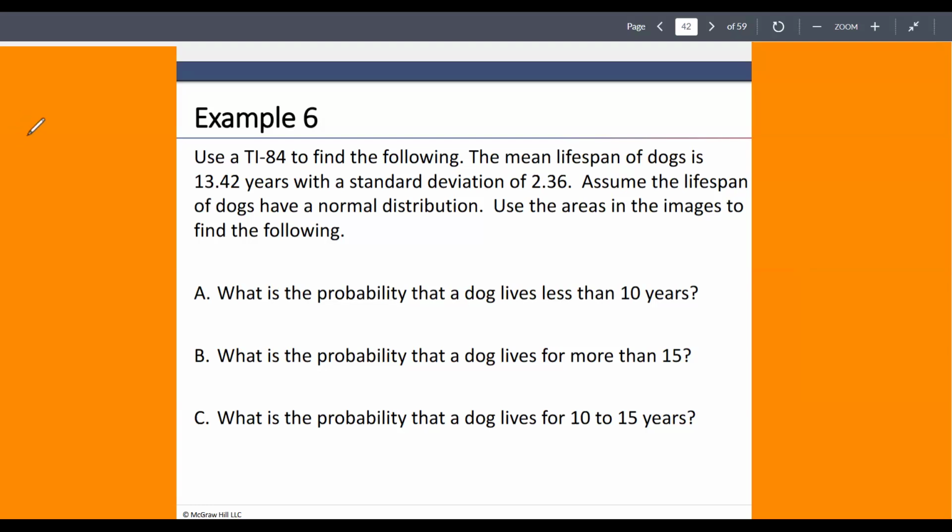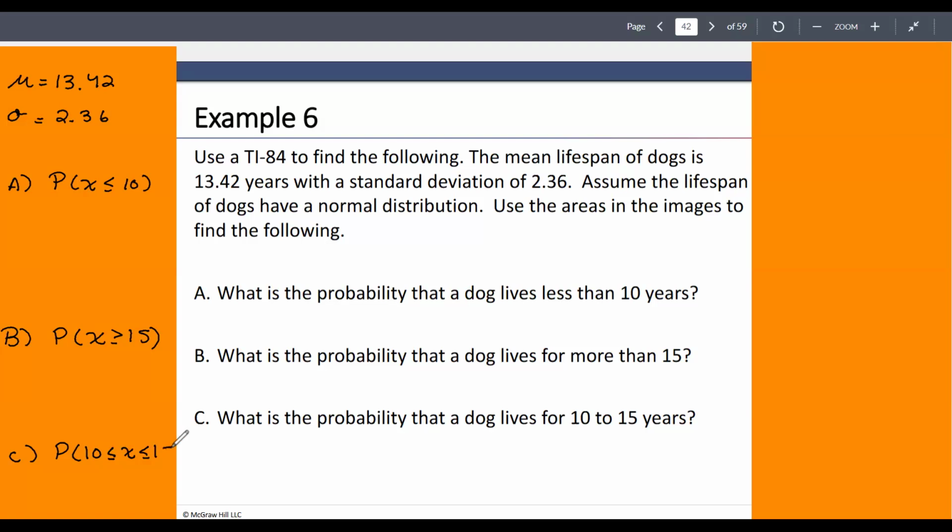Okay, so if we're going to do the TI-84, like I said, we just need to know the mean. So the mean lifespan of dogs is 13.42 years. They have a standard deviation of 2.36. A is we just want to know what is the probability that a dog is going to live less than 10 years. B is the probability that I'm going to find a dog and it's going to live for greater than 15 years. And then C is the probability that the dog will live somewhere between 10 and 15 years.